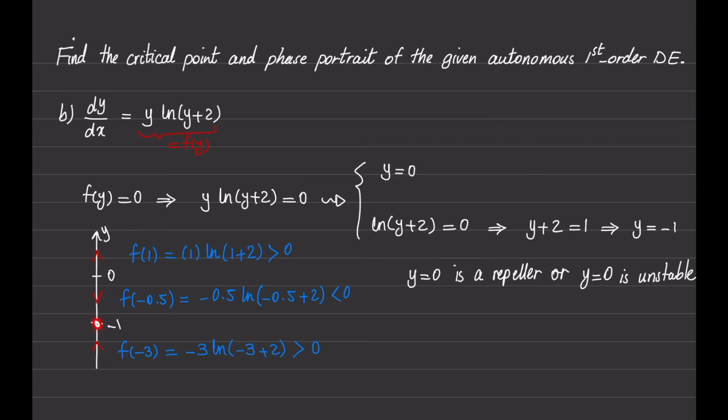Then for the other critical point, which is y equals negative 1, any values greater than it are decreasing, and for any value less than it, f of y is increasing. So y equals minus 1 is an attractor, or we can say that it's a stable critical point.